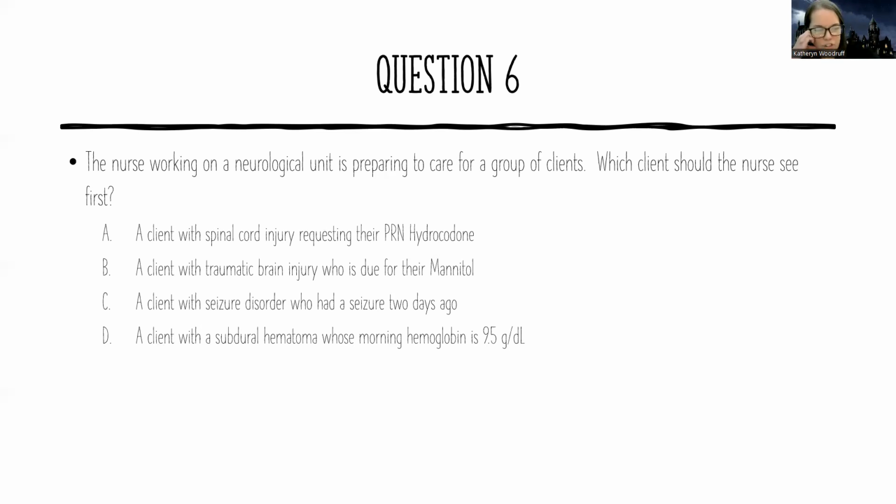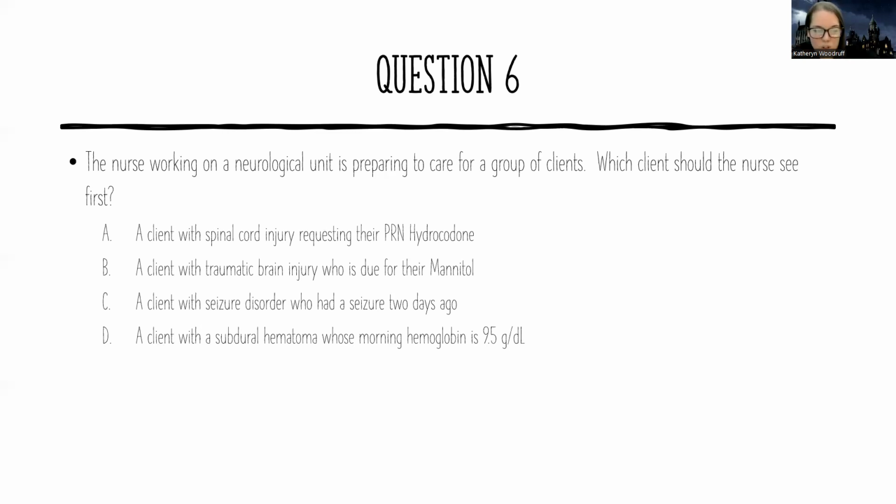A client with a seizure disorder who had a seizure 2 days ago. So, they didn't just have a seizure. They're not in the post-ictal phase. There's no immediate need. There's no med that's due, something like that. If they were due for their scheduled anti-seizure dose, maybe that would be a little bit more key because we really want them to take that in a timely manner. But so far, no red flags are going off. A client with a subdural hematoma whose morning hemoglobin is 9.5 grams per deciliter.